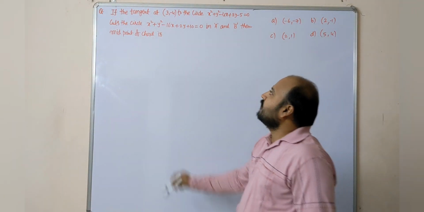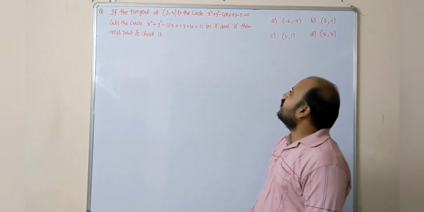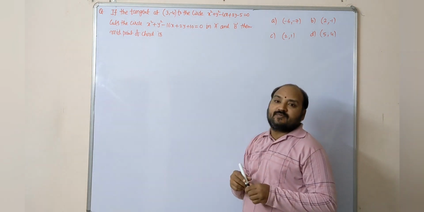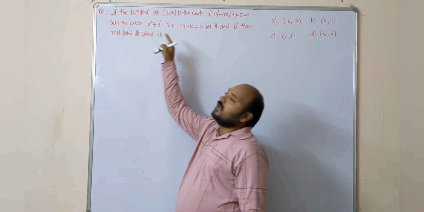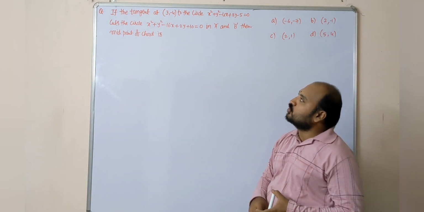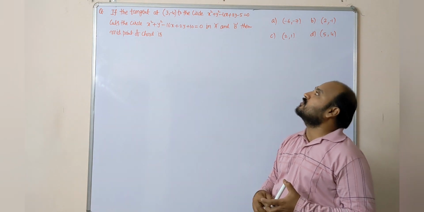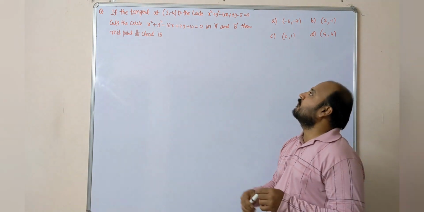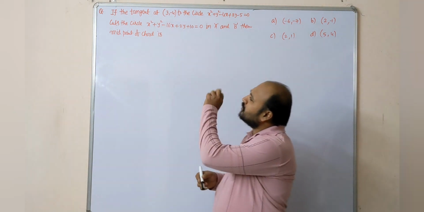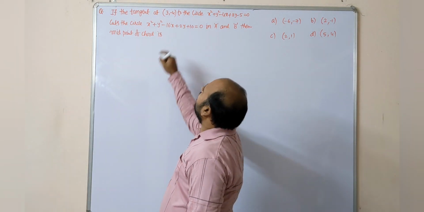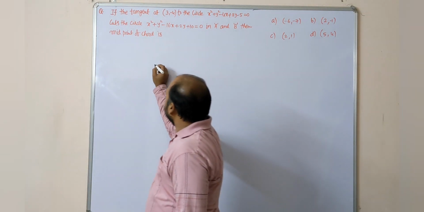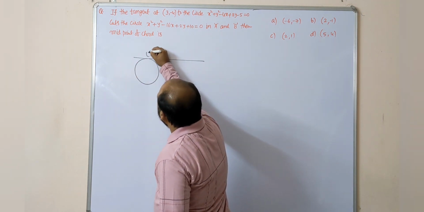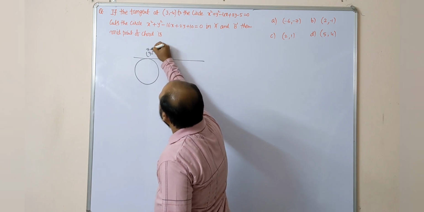The next question. If the tangent at (3, minus 4) to the circle x square plus y square minus 4x plus 2y minus 5 equal to 0 cuts the circle x square plus y square minus 16x plus 2y plus 10 equal to 0 in A and B, then the midpoint of the chord is. So according to the question, draw the figure. First, the circle equation. Tangent equation at which point? (3, minus 4), that is x1, y1.